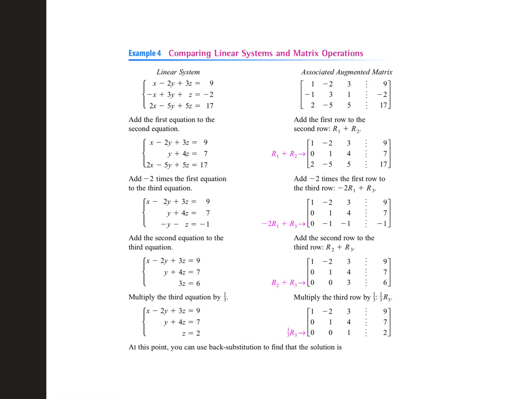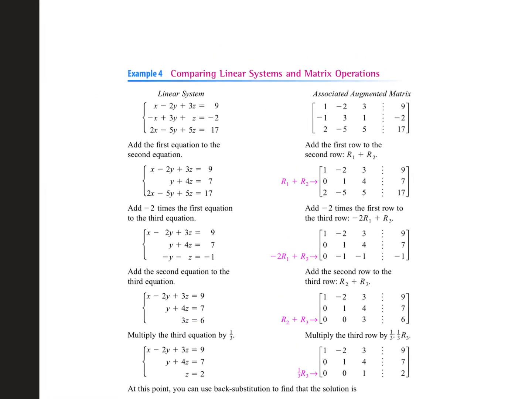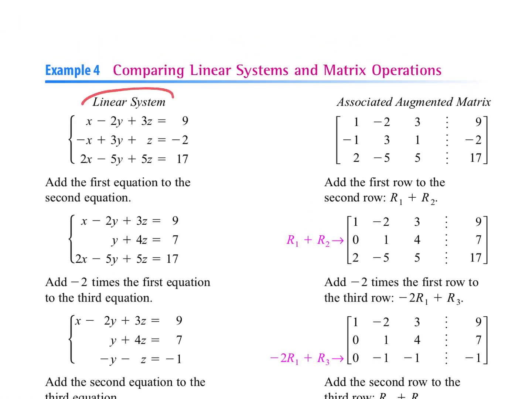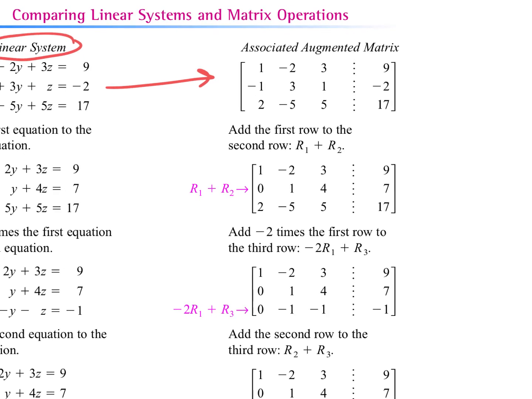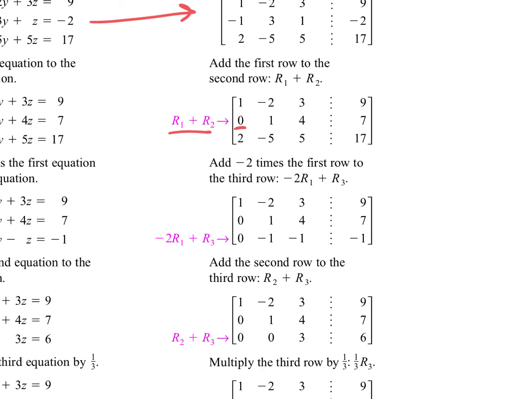In example 4, it solves it for us. So it's comparing a linear system and a matrix operation. So here's our linear system. They change it to be the augmented matrix. And then in each step, they wrote out what they're doing. So they added row 1 to row 2 to get a 0 in this spot. Then they added negative 2 times row 1 plus row 3 to get a 0 in this spot. So you always want to work with the first column first. So this is step 1.